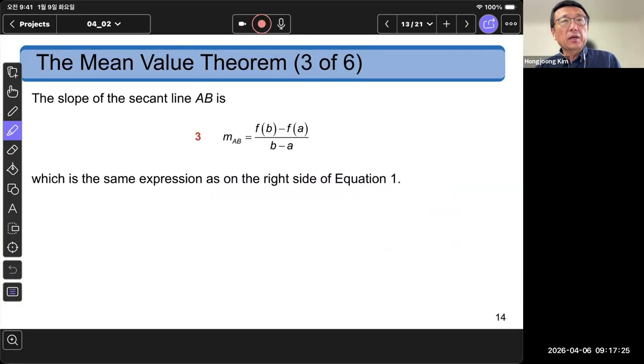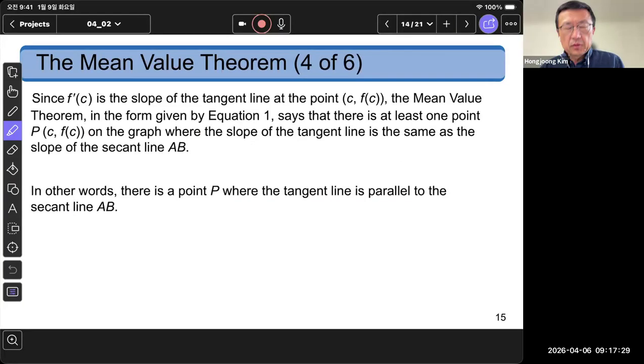So that is the meaning of this mean value theorem. There will be a point where the tangent line is parallel to the secant line AB, I mean the secant line connecting the two points at a and b. So that is the claim of the mean value theorem.